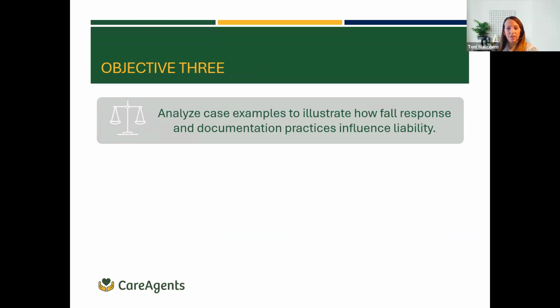All right, thanks. So I'll finish up some of our slides here, and we're covering our third objective: to analyze some case examples and really just illustrate how fall response and documentation can influence liability.